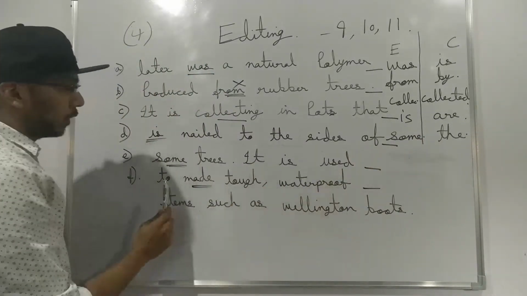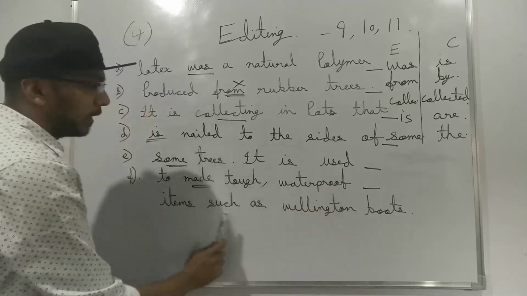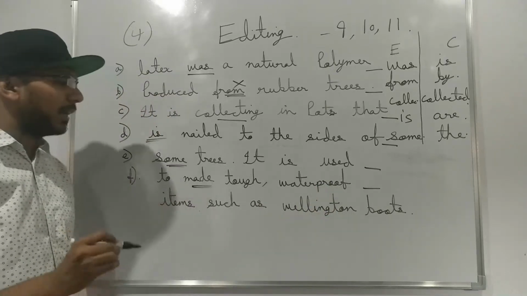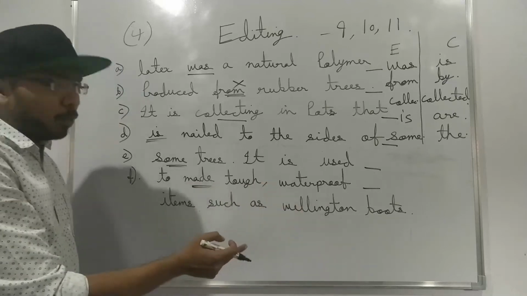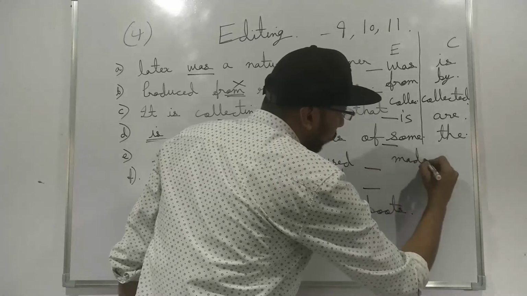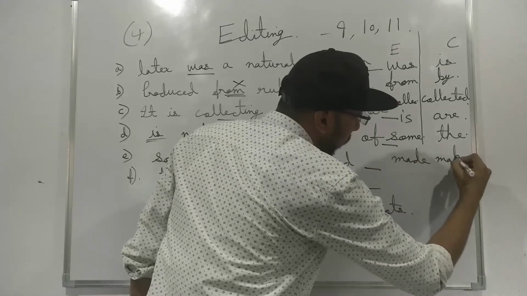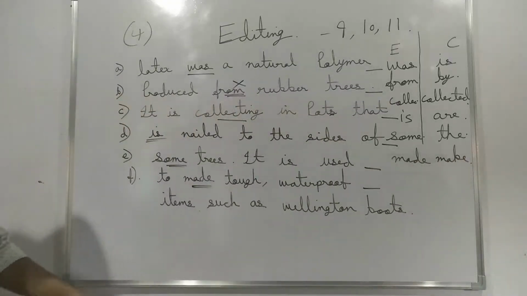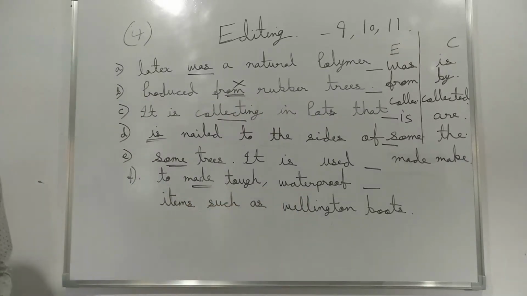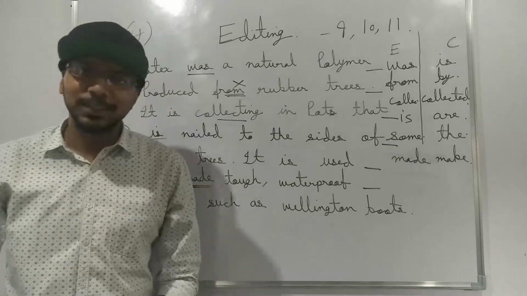It is used to made tough waterproof items such as Wellington boots. Why made? It will be make, M-A-K-E. We are making the boots, items such as boots. So this made will be converted to make. To make tough waterproof items such as Wellington boots. I hope this much is clear.